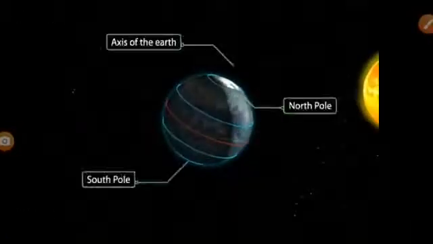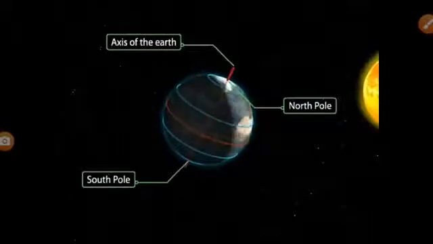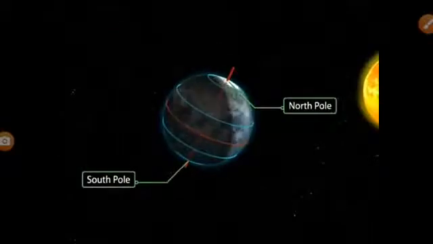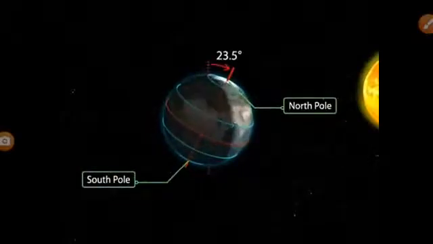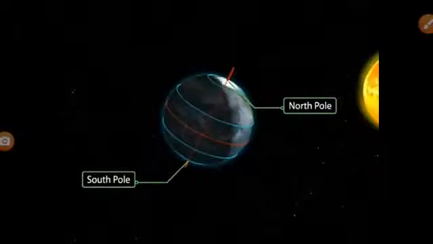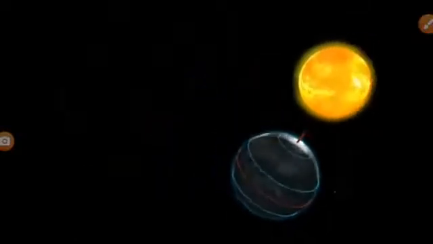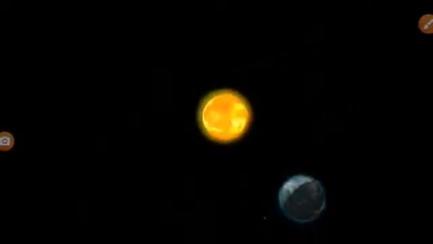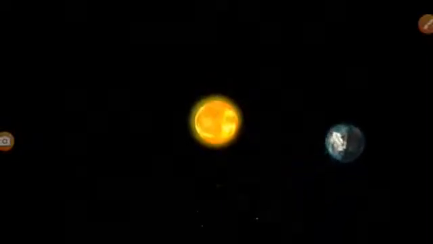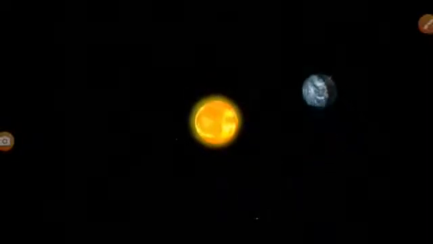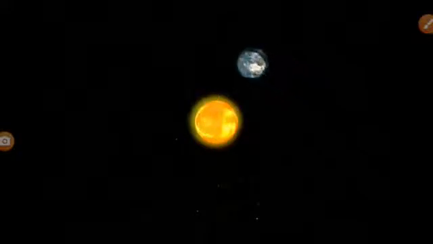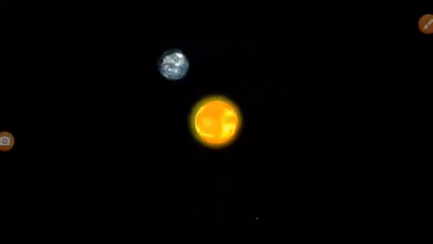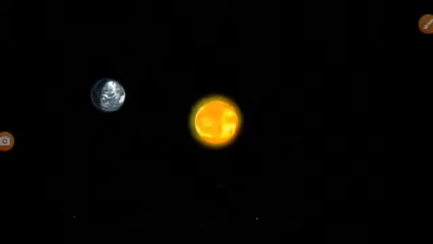Okay, so let me explain to you what is revolution. We see in this picture that the earth is rotating on its axis. So this is called rotation, when the earth moves around its axis. So this action of the earth is rotation, and when the earth moves around the sun, so now we can see the earth is moving around the sun. So this is called revolution.